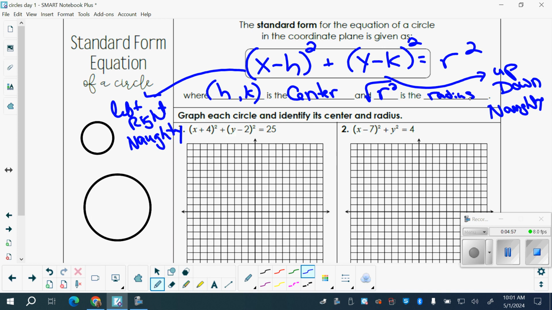So I need a center, right? So I'm going to go to this guy, and I'm going to take the opposite. I'm going to go to this guy. Take the opposite. That's my center. Negative 4, 1, 2, 3, 4, 1, 2. That's my center. And then out 5 in every direction. Yeah, because the radius is the square root of that guy. We're drawing a circle. We're graphing a circle.